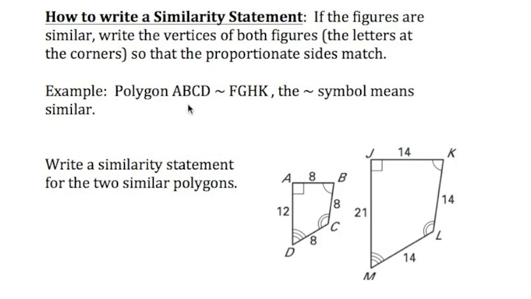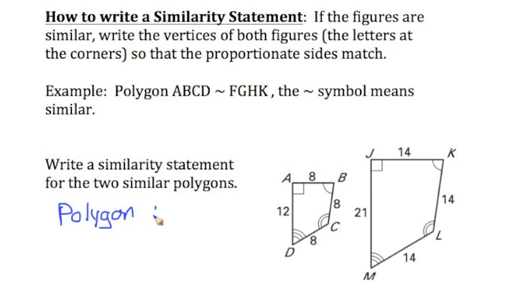So for example, you're going to write 4 letters, polygon ABCD is similar, that little squiggle line right there means similar to FGHK. So let's take a look at ours too. It's not going to be ABCD and FGHK, it's going to be the letters we have. So I'm going to say polygon. You have to tell us what shape it is. It's a polygon. You could also say quadrilateral.